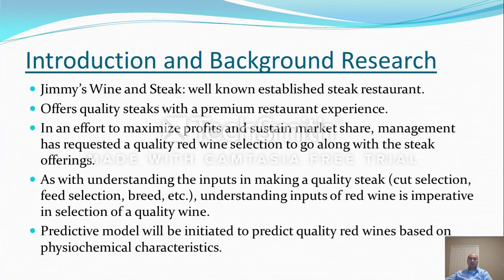A little bit of introduction and background into my project. It showcases a restaurant named Jimmy's Wine and Steak, which is a well-known and established steak restaurant that offers premium steaks with quality restaurant experience. Now, in an effort to maximize profits and sustain market share, management has requested a quality red wine to be offered with its quality steak selections. As with understanding what makes a good quality steak, the desire here is to understand the proper inputs that go into making a quality red wine. Therefore, a predictive model will be initiated to predict quality red wines based on physicochemical characteristics.